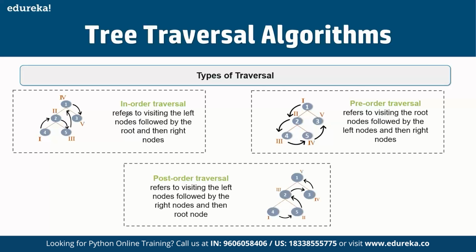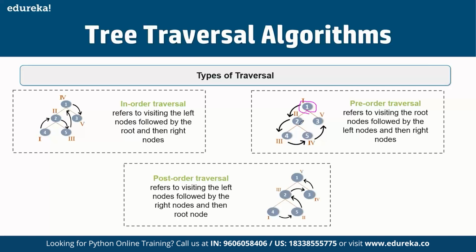If we are done with in-order, now we can work with pre-order traversal as well. In pre-order, the root node is visited first, followed by the left subtree and then the right subtree. In this example, we can see the first node visited is 1.